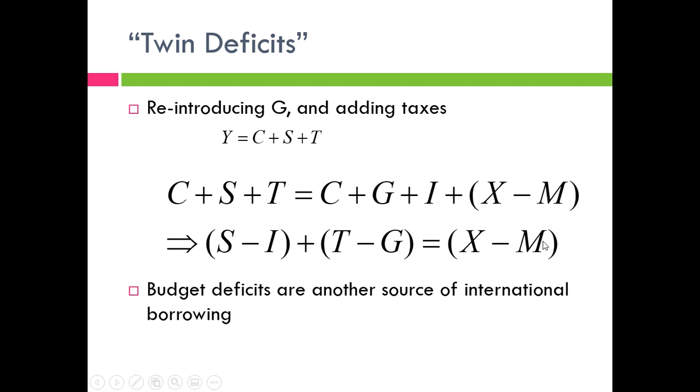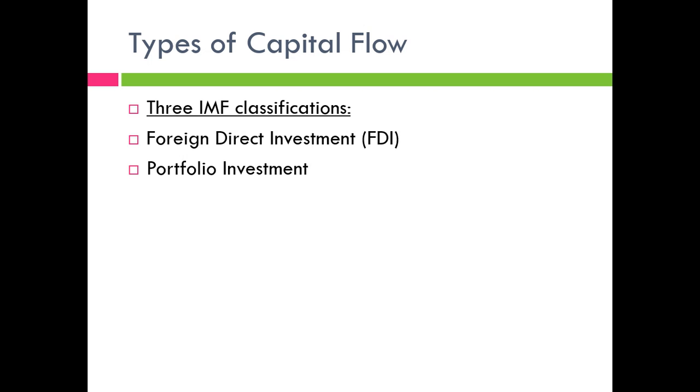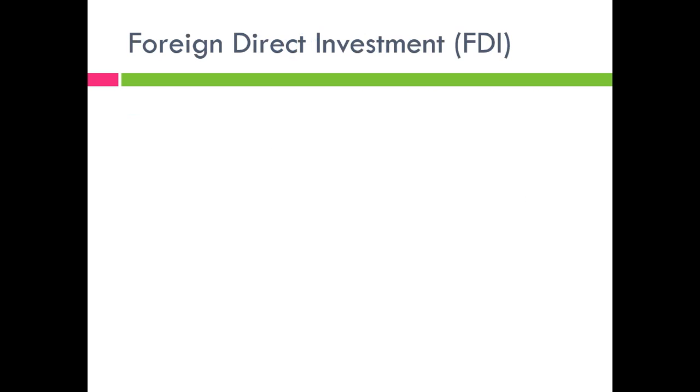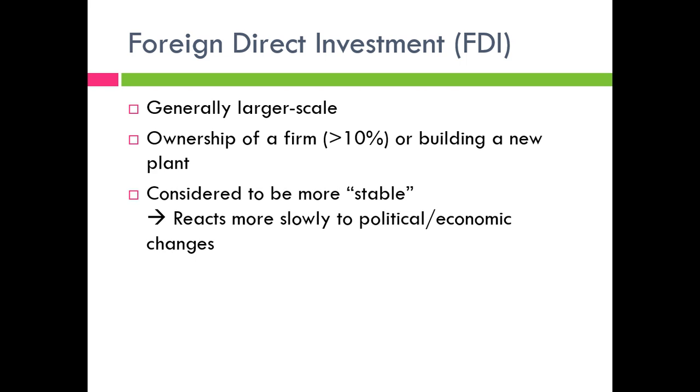Right, so budget deficits can be another source of international borrowing. Now, as I mentioned before, capital flow is broken down into three parts. There's foreign direct investment, or FDI, portfolio, and other. All right, the big two are FDI and portfolio. FDI is larger scale. It has a 10% threshold, so you're owning a larger share of a firm, or it could be building a new plant right from scratch, so you're actually acquiring a company.